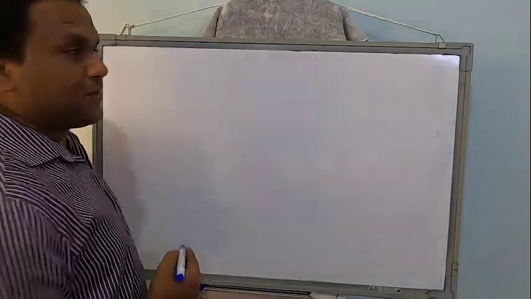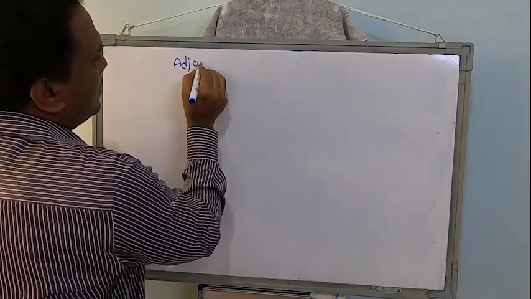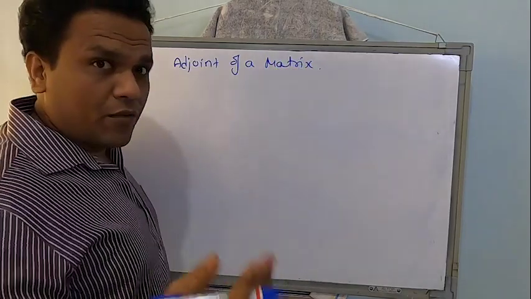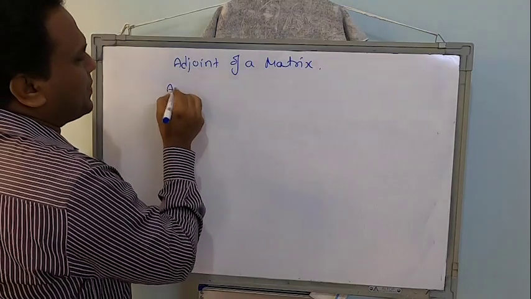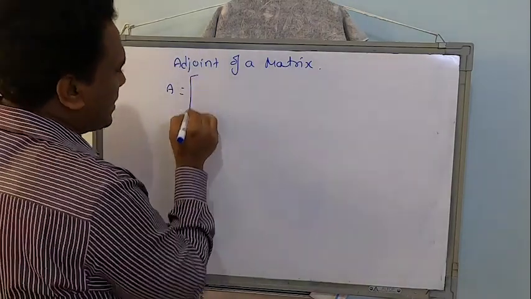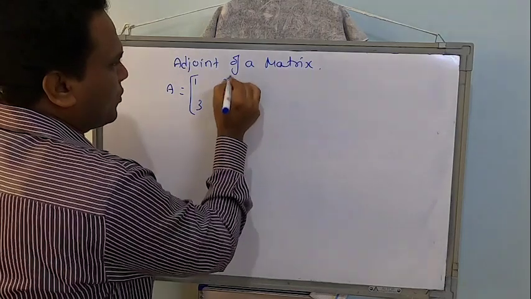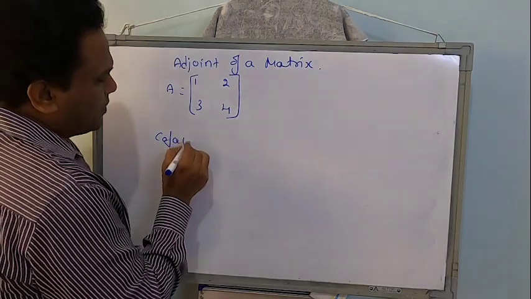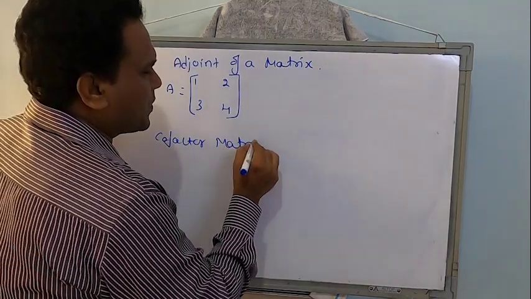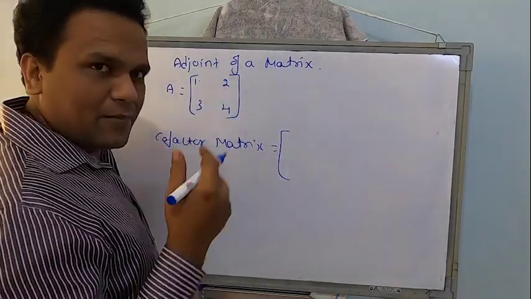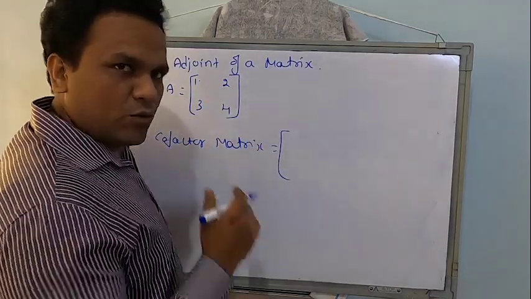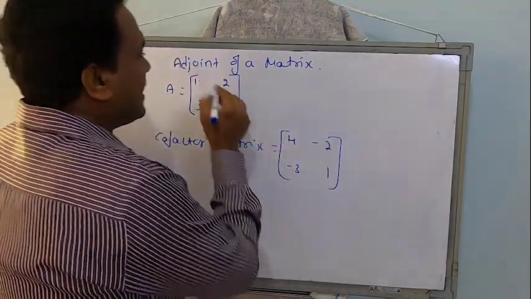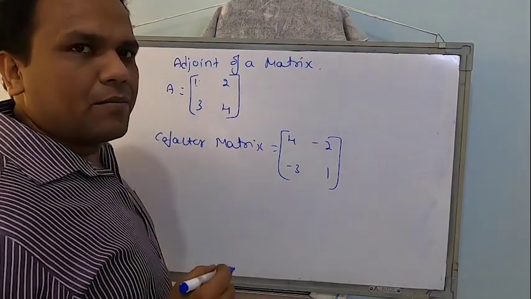So my next definition is what is called the adjoint of a matrix. What is adjoint of a matrix? Okay, let's take an example here. Matrix A, let me take it as 1, 2, 3, 4. Now, by the previous explanation, the cofactor matrix means each element will be replaced by its corresponding cofactor. You could look at the previous explanation, you know what are the cofactors of each element. So this is going to be 4, minus 2, minus 3, 1. Each element is replaced by its corresponding cofactor.